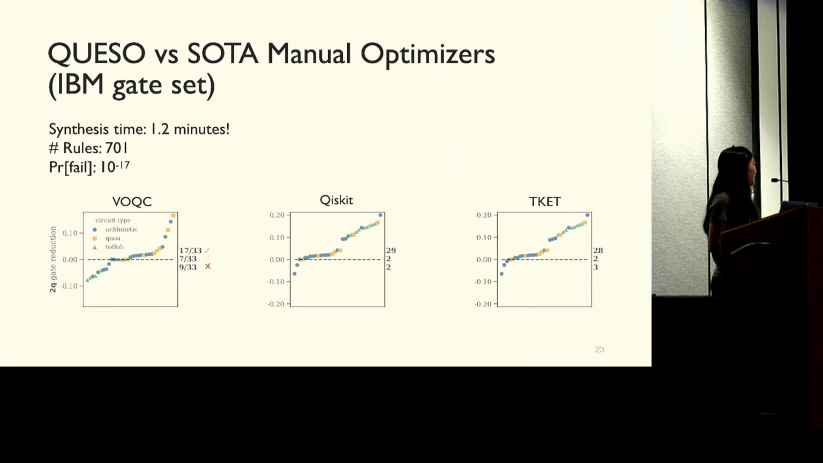And these are the same results that I showed from before, but just in a little more detail. So for the IBM gate set, we synthesized 701 rules in 1.2 minutes, and the failure probability is around 10 to the negative 17. To read these graphs, each point is a benchmark, and if it's above the dashed line, then we outperform. On the dashed line, we match, and below, we underperform. And the y-axis is 2-qubit gate reduction because it's critical to reduce 2-qubit gates since they have at least an order of magnitude higher error rate than single-qubit gates. And as you can see, we're doing quite well here.